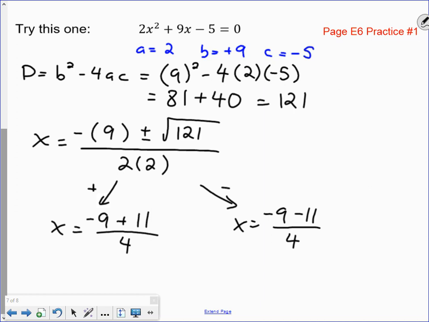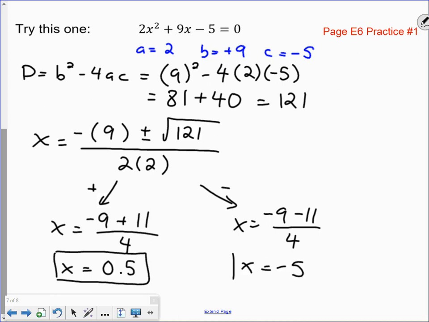And so we're going to get here x is equal to 0.5. Negative 9 plus 11 is 2. 2 divided by 4 is 1/2, 0.5. Over here, we are going to get negative 9 minus 11 is negative 20. Negative 20 divided by 4 is negative 5. So those are our two solutions. X equals 0.5 and x equals negative 5.